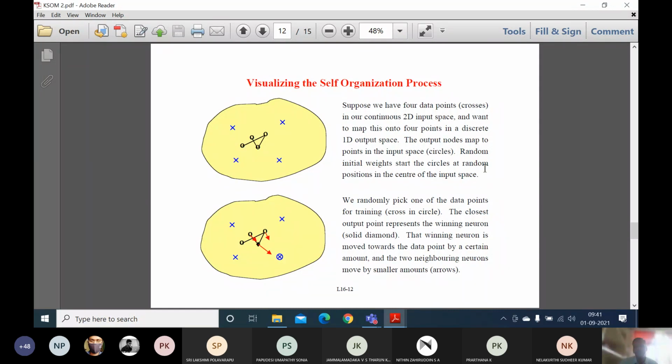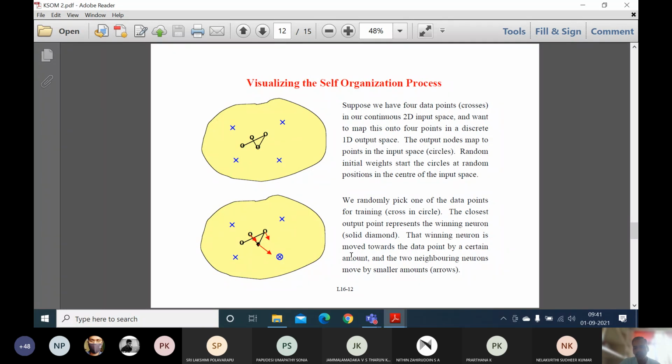With random initial weights, the circles start at random positions in the center of the input space. So I randomly pick one of the data points. For example, I pick this data point, the cross in the circle. The closest output point represents the winning neuron, which is this solid diamond. Among these outputs, the closest pattern may belong to this particular category. So this is considered the winning neuron, and it moves towards this input pattern.